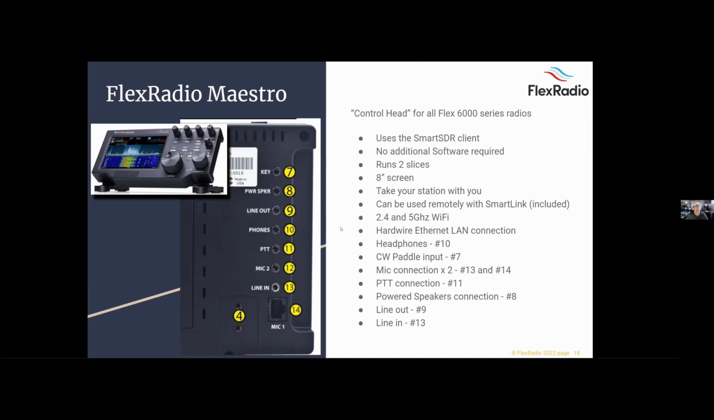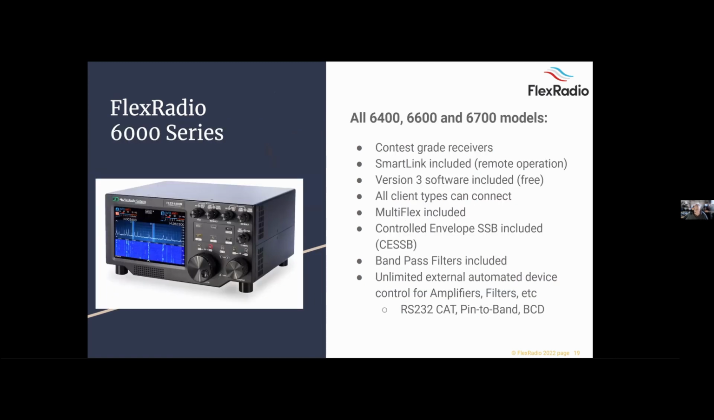It's called SmartLink. We have a service up in the cloud that will map your radio to your station. We don't charge you anything for the service. You can basically just register your radio on it and use it. Now, the 6400, 6600, and 6700 models, these are the contest grade transceivers that we have. Again, SmartLink is free. The current version software is included for free, and you can use any previous version if you want. So you can go back to version 2 or version 1 if you wish to do that. All clients can connect. Multiflex is included.